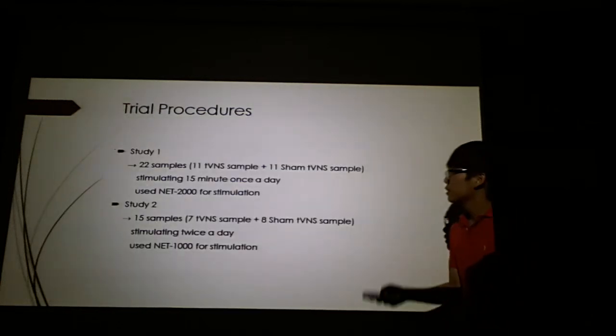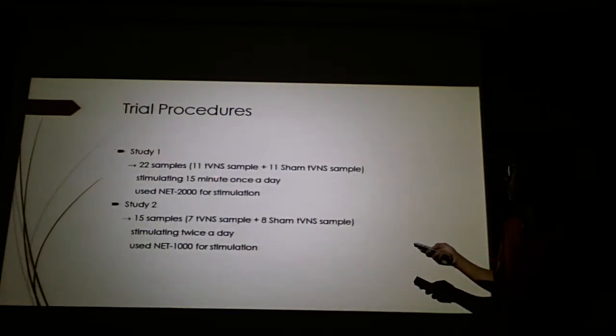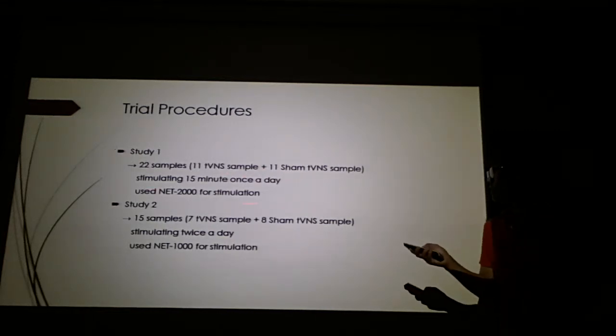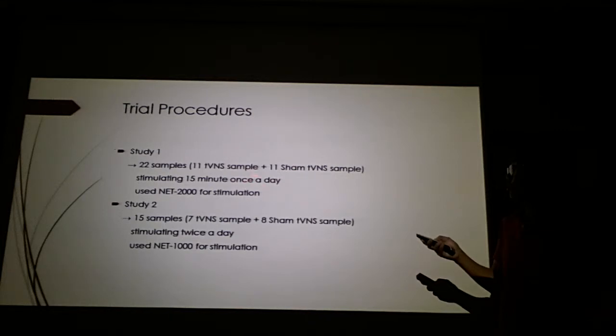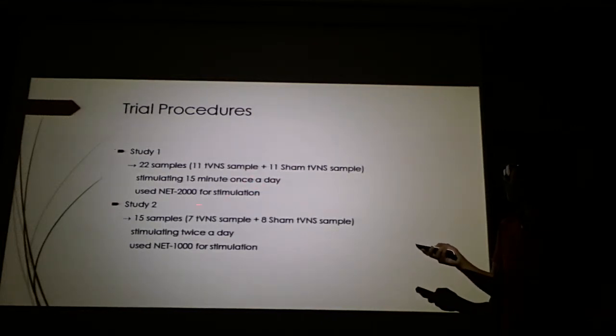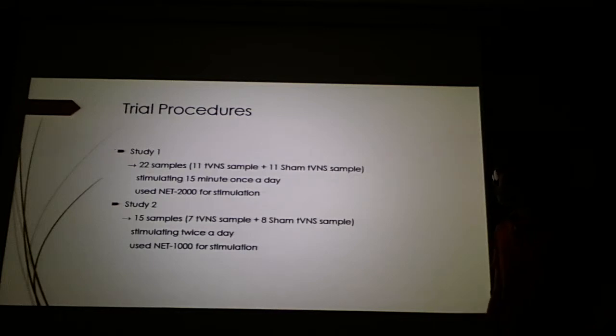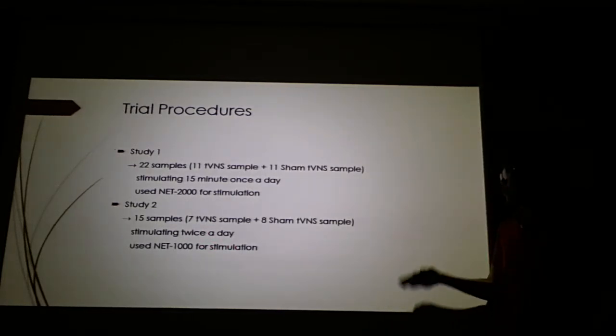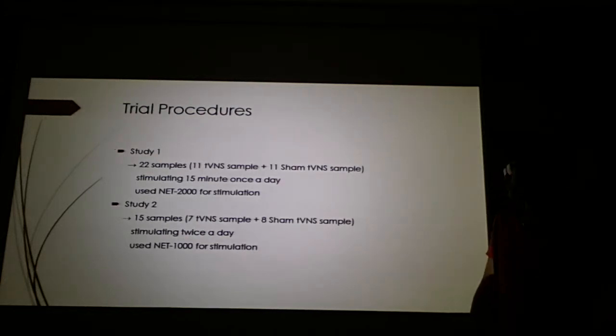Study 1, there are 22 samples, 11 TVNS samples and 11 sham samples. We stimulate 15 minutes once a day, only once a day, and we use the NET 2000 device in order to stimulate. And for study 2, we have 15 samples, and we stimulate twice a day, and we use NET 1000 for stimulation. It's just the device name.